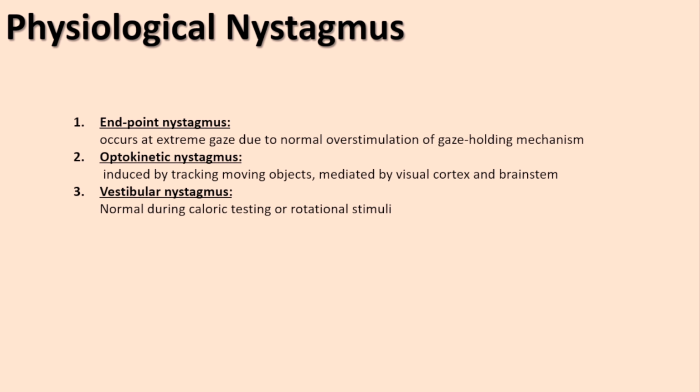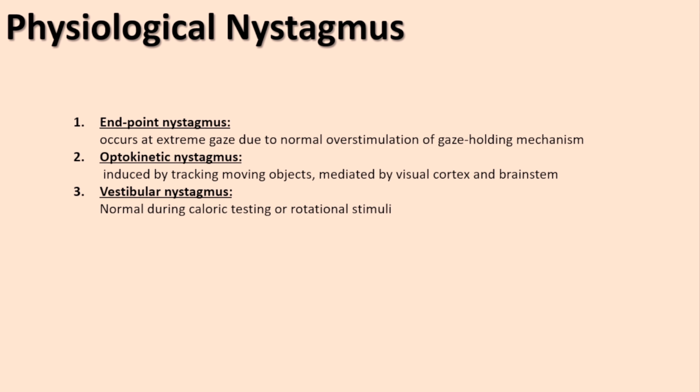So the second type of physiological nystagmus is optokinetic nystagmus, and the purpose is to stabilize the images during sustained visual motion. We have some characteristics of this type of nystagmus. It is a jerky nystagmus. It has slow phases and it has fast phases.